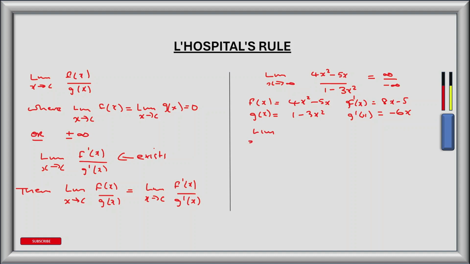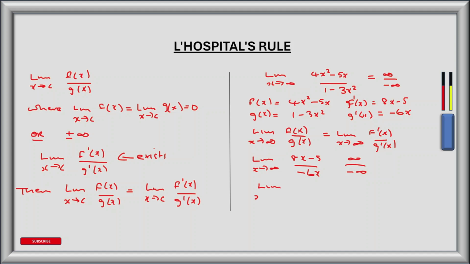So in the limit, x tends towards infinity of f of x over g of x equals the limit x tends towards infinity of the derivative of f of x divided by the derivative of g of x. So the limit x tends towards infinity of the derivative of f of x, which is 8x minus 5, divided by the derivative of g of x, which is minus 6x. So we can see here, as x tends towards infinity, the numerator, as x gets larger, the numerator tends towards infinity, and the denominator tends to minus infinity. How do we deal with this situation? Well, we take the second derivative.